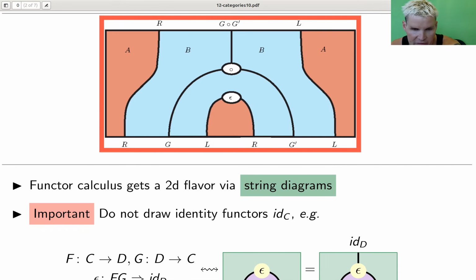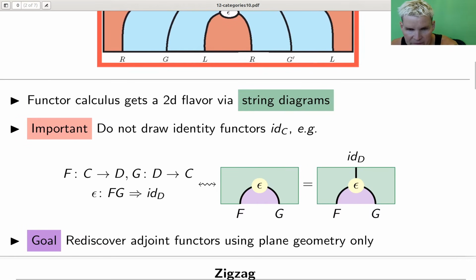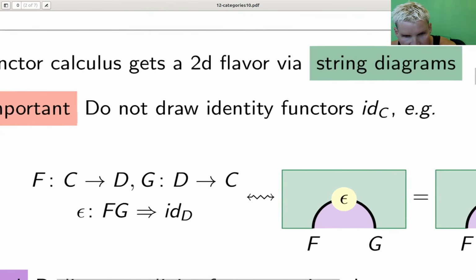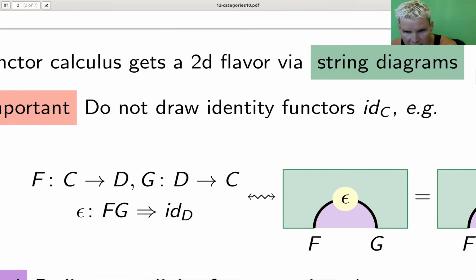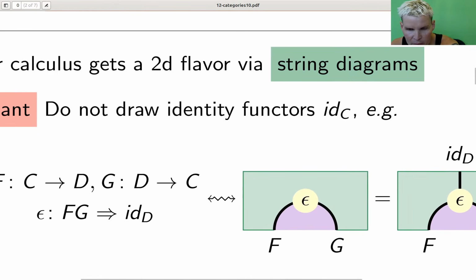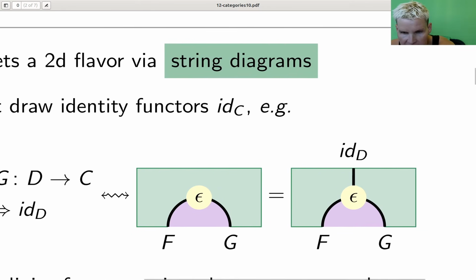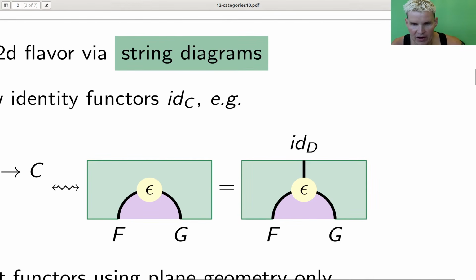So categories, functors, natural transformations has this two-dimensional flavor using string diagrams. And kind of the important trick that you use here is that you never draw identities. So if you have something like an identity functor, you never draw it. So here, let's say you have a functor F from C to D. So C is purple, D is green, from C to D, and G from D to C, so from green to purple. And let's say you have a natural transformation from FG to the identity. Then a priori you would need to draw that diagram on the right here.